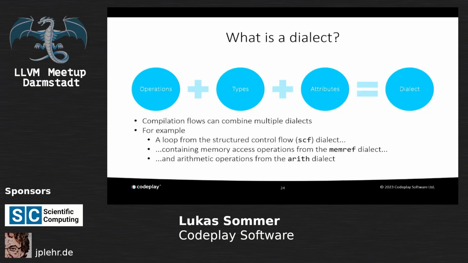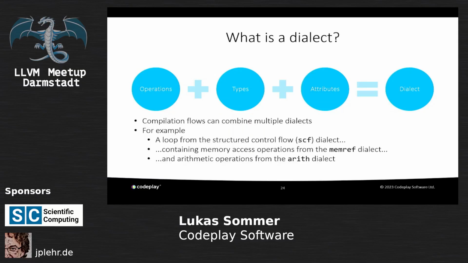So a compilation flow will not just use one dialect and then go to LLVM IR. It will typically use multiple dialects and even multiple dialects at the same time. So what you can do is you can use a loop from the SCF dialect, put some memory accesses in there using the memref dialect, which is a dialect mainly concerned with accessing memory, and then have some arithmetic operations from the arithmetic dialect. And you combine these three dialects to express a loop doing something arithmetic on a bunch of memory. And LLVM IR can also be represented as a dialect.